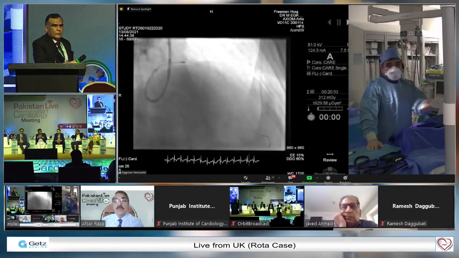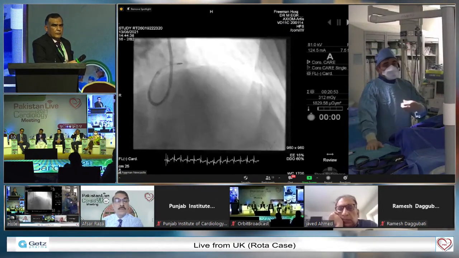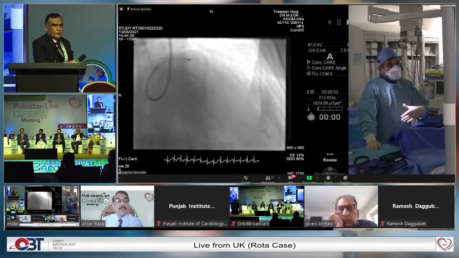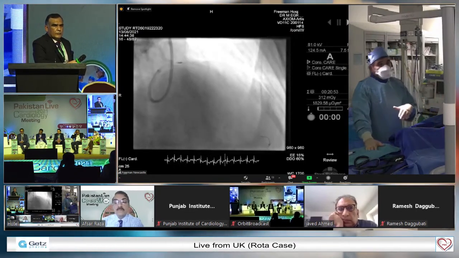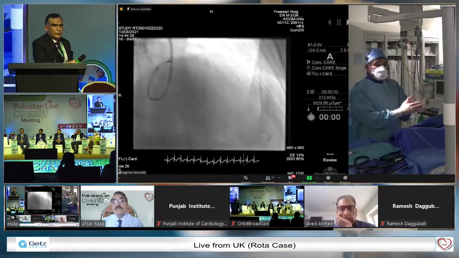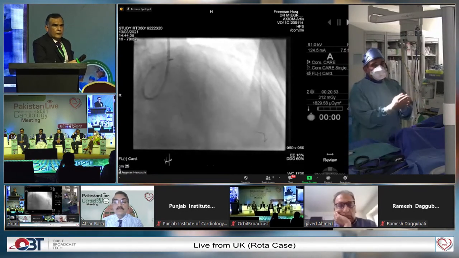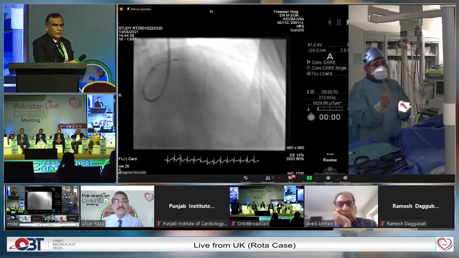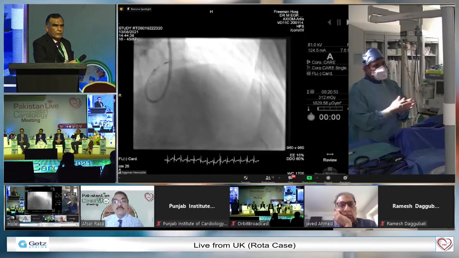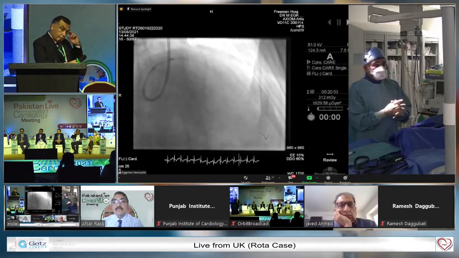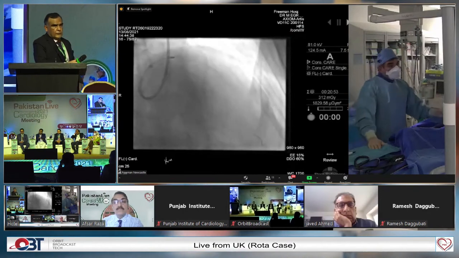You could move your rotawire after you perform the rota in the LAD and put it in the circumflex and rotablate the circumflex without any problem. If you do have a problem with the LAD, before I move on to do the circumflex, I would stand almost very close to the left main. I would leave about 5 millimeter of the proximal LAD. So if I take my wire, I'm not going to run into any trouble. And then I could rotablate the circumflex.